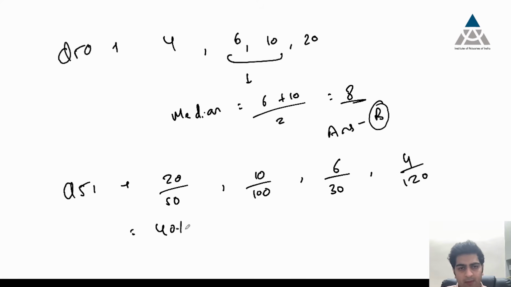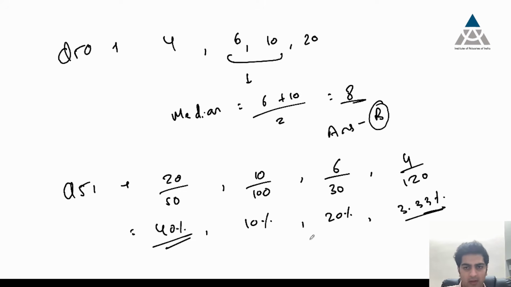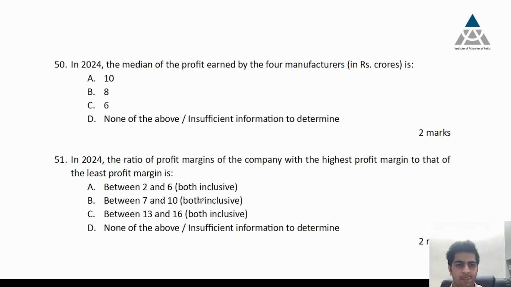So this is 40%, this is 10%, this is 20%, and finally this is 4 by 120, that's 1 by 30 or 3.33%. Correct? Best, worst, the ratio between them, 40 is to 3.33 is simply 12 is to 1. So this is 12 times, basically the ratio is 12 times that of the lowest one.